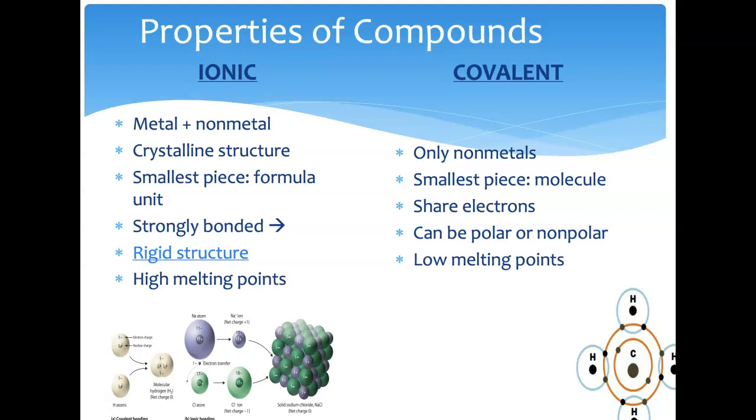Covalent compounds, on the other hand, are only nonmetals. So that's pretty easy because there's only about 15 on your periodic table, all on the right side except hydrogen. The smallest piece of a covalent compound is called a molecule. So that's a very specific term in chemistry. Covalent compounds share electrons. The way I remember that is sharing is caring. They can be polar or nonpolar, which I'm going to tell you about, and they have low melting points.